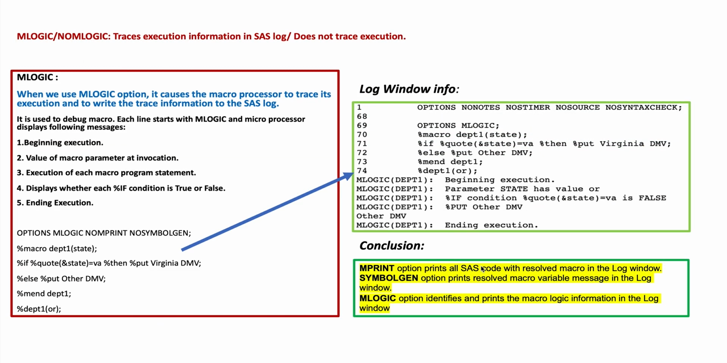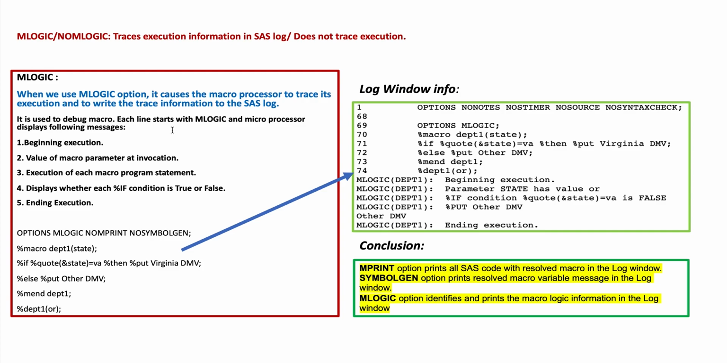Next one is mlogic. Mlogic and nomlogic. That means mlogic traces the execution information in the SAS log, and nomlogic doesn't trace the execution information. When we use the mlogic option, it causes the macro processor to trace its execution and to write the trace information to the SAS log. It is used to debug macros. This is the general use.